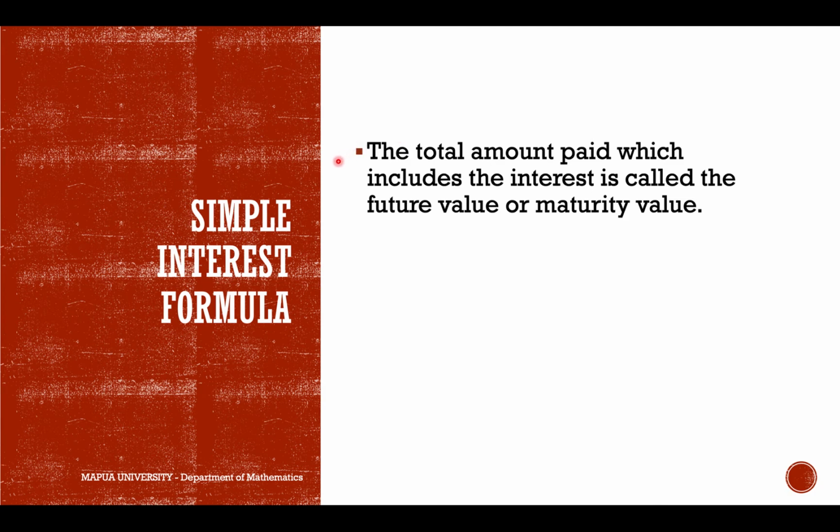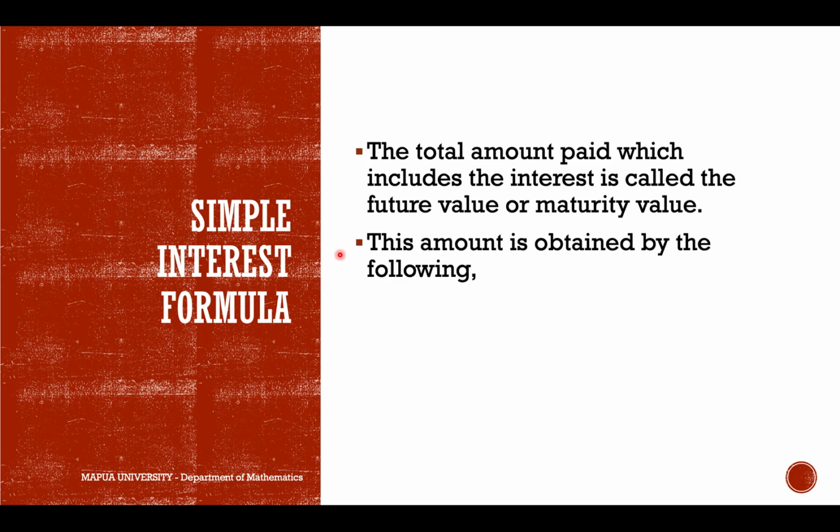The total amount paid, which includes the interest, is called the future value or the maturity value. So this amount is obtained by the following formula. We know that the future value is equal to the present value or the principal plus the total interest earned. And since I is PRT, then we can have F is equal to P times the quantity 1 plus RT.